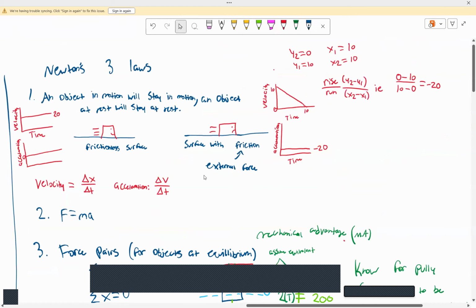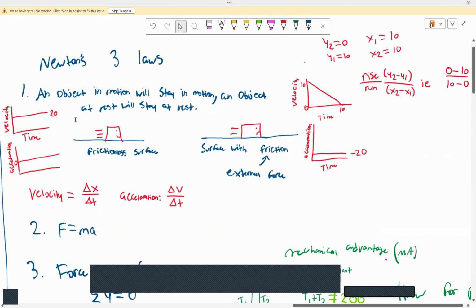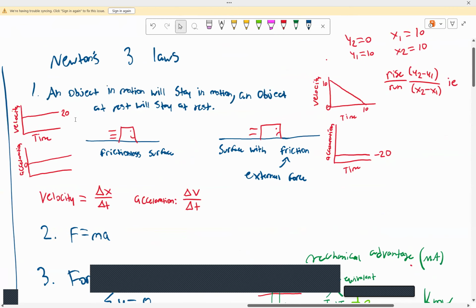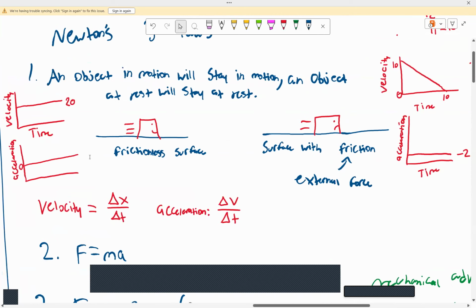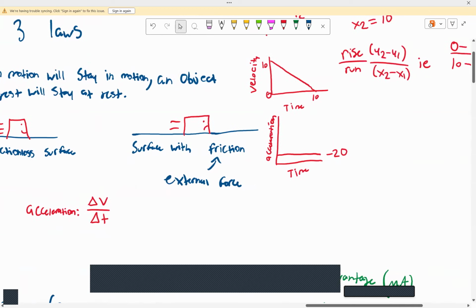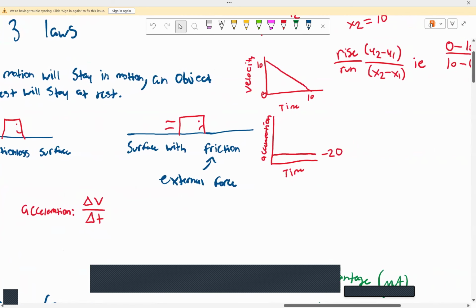Now I want to go over Newton's three laws. An object in motion will stay in motion, and an object at rest will stay at rest. This assumes that you don't have any outside forces. So if you have a frictionless surface, your velocity will be the same and your acceleration will be 0. Whereas if you have a surface with friction, you have an external force acting upon it.